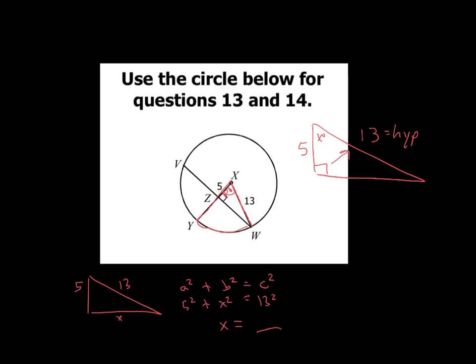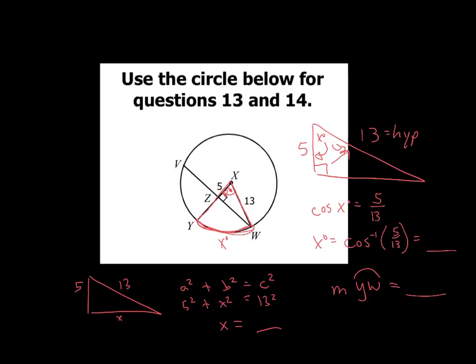And so I know that I have the adjacent side and the hypotenuse. So the cosine of x degrees is equal to adjacent over hypotenuse. So x degrees is equal to inverse cosine of 5 over 13. And that's going to give me my angle. Now once I have that angle, whatever that angle is also the angle for arc YW. So the measure of arc YW is going to be equal to the same exact angle measure of the central angle.